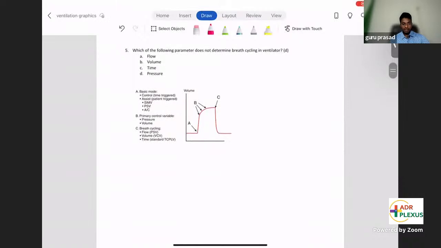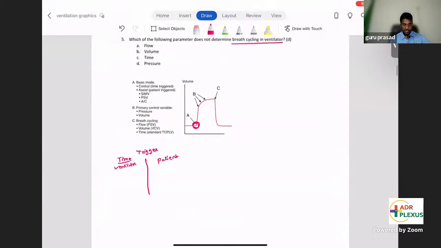So coming to the breath cycling in ventilator. As I have already told, this is the trigger. So A is the trigger. The trigger, as I have already told, can be the time trigger, or basically the ventilator can give a triggered breath, or a patient can give a triggered breath. How does a ventilator give a breath? It is based on time. Suppose you fix that every breath should be 1 second. So the ventilator waits for 1 second. In that 1 second, if the patient doesn't breathe, the ventilator will initiate a breath. So ventilator triggered breaths are basically determined by time. So it is also called time triggered.